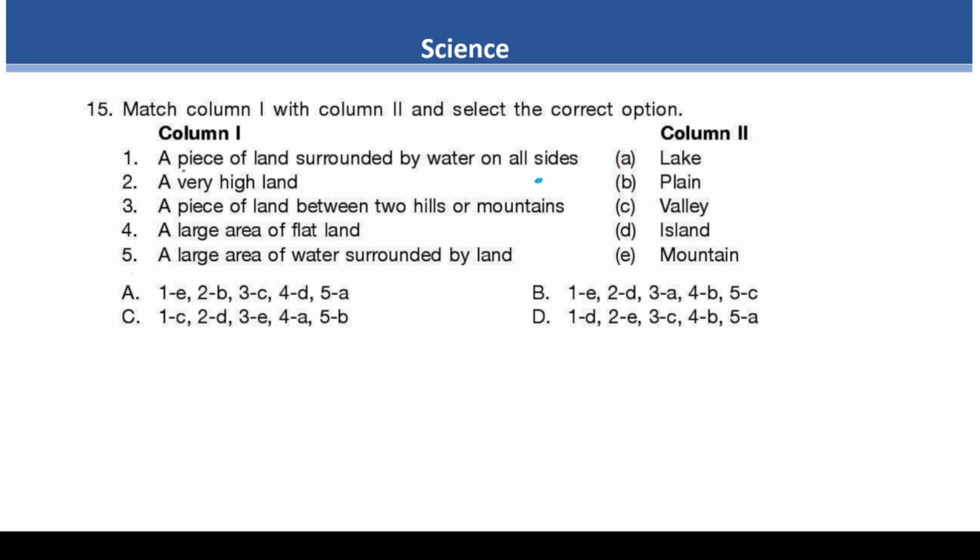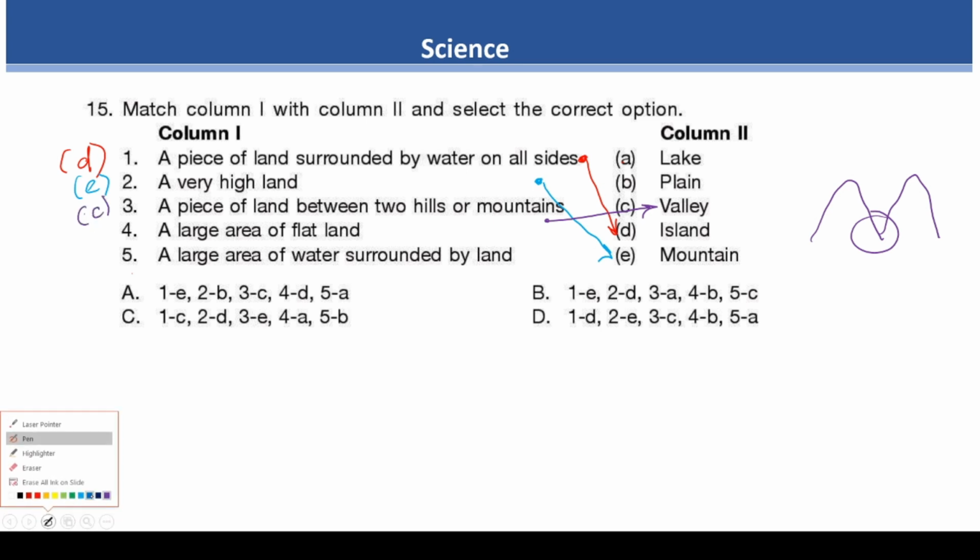So the first one says a piece of land surrounded by water on all sides. Well, this kind of a land where the land is surrounded by water is an island. So 1 is to D. Next one is a very high land. Very high land means it is on a very high altitude or height, which will be E, that is a mountain. Third one says a piece of land between two hills or mountains. So this particular piece of land is called a valley. So my 3 is C.